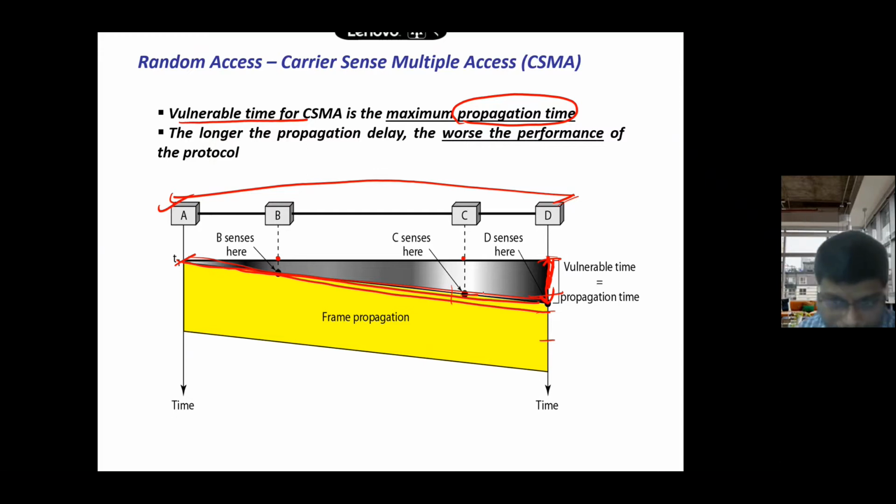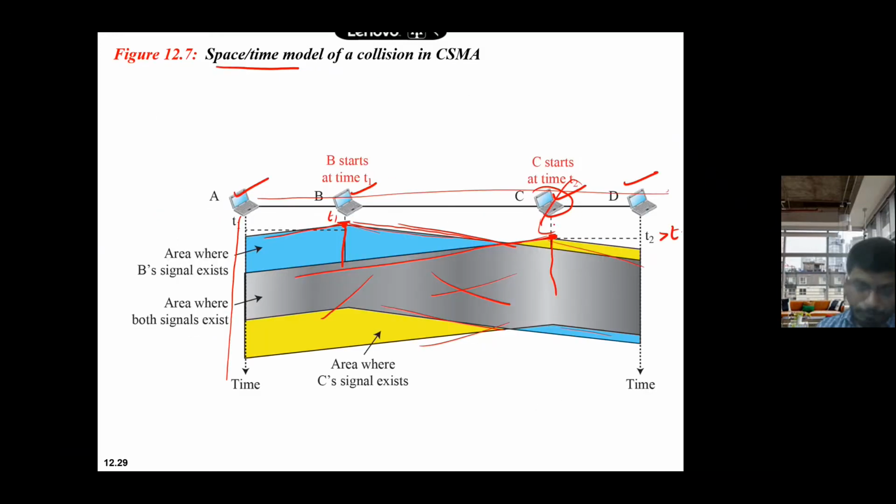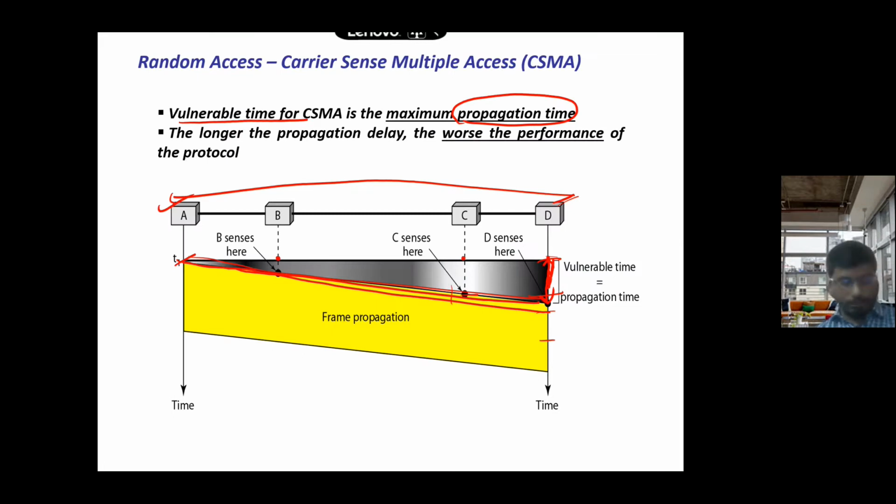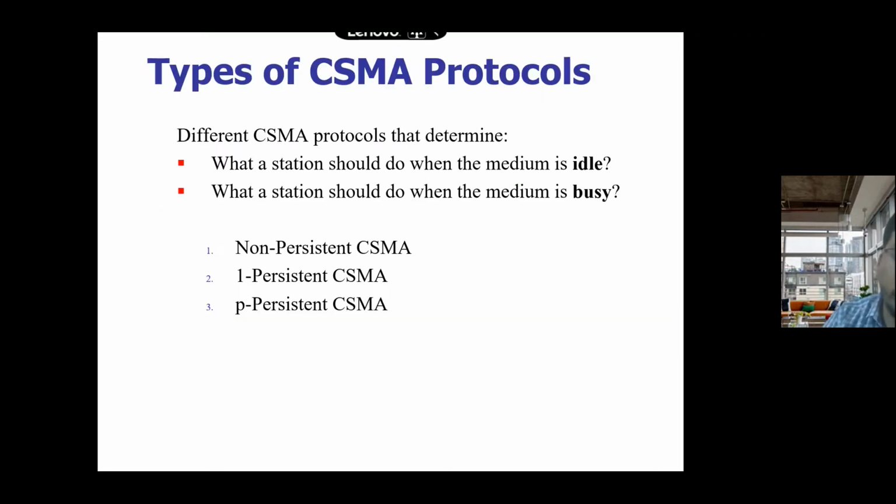But between this period, the vulnerable time where there could be a possibility of collision, that's what we explained in this case here, right? So here is where CSMA will suffer, and people were trying to work out how we could further minimize this. And so now what we're going to look at is how CSMA protocol types came in, where we brought in certain rules.